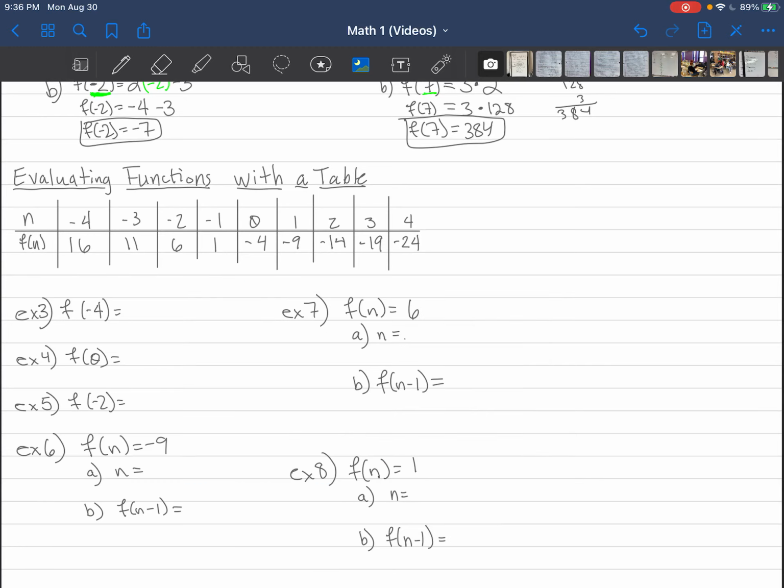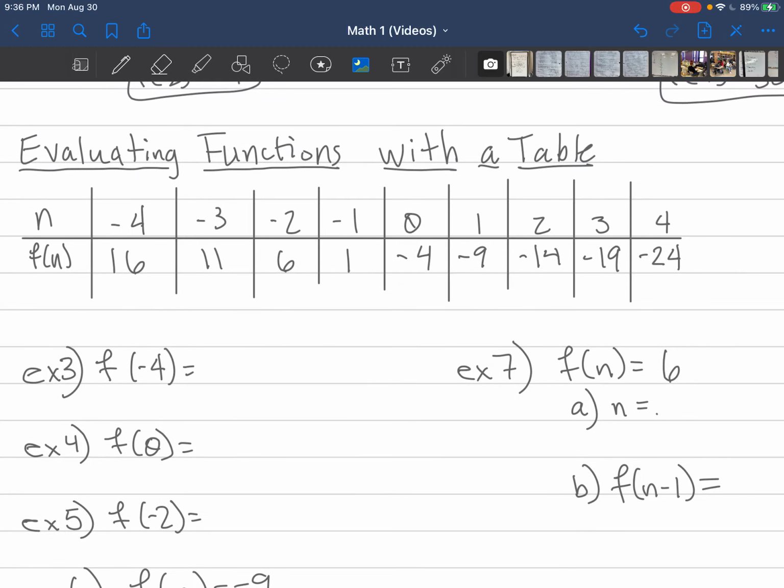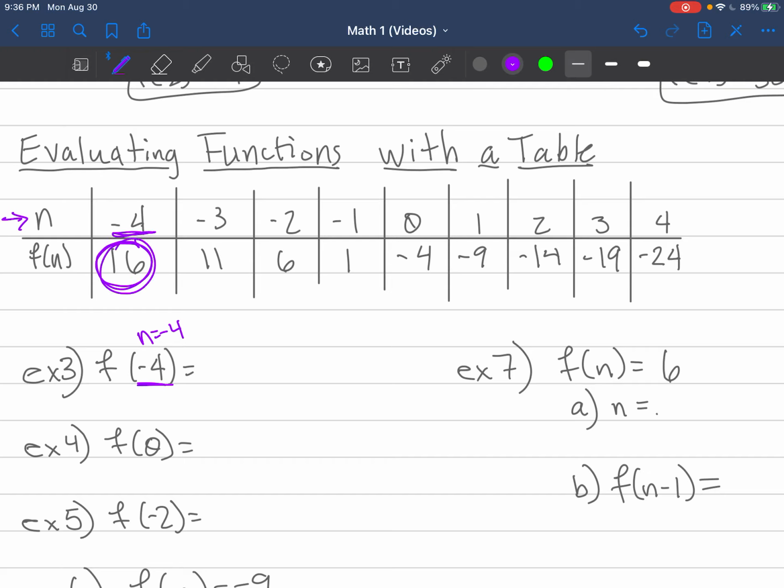All right, so first things first. Let's look at examples 3, 4, 5. In example 3, we have f of negative 4 equals something. Well, this negative 4 means n equals negative 4. So that means I need to look in my n row and find negative 4. And here it is, and its partner is my answer, 16.